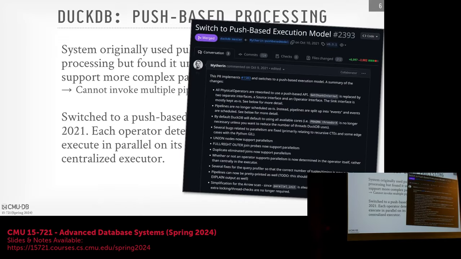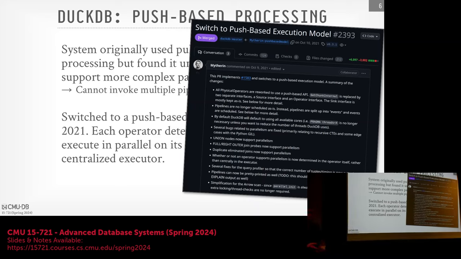And the great thing about it is you can read the actual PR where Mark, the co-creator of DuckDB, added the push-based model, and he talks about all the great things that they were able to achieve with it. All right?